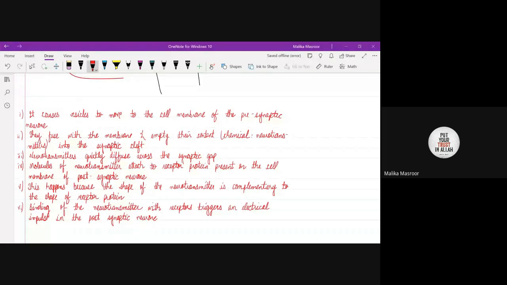And then this binding of neurotransmitter with the receptor triggers an electrical impulse in the postsynaptic neuron, and then it goes on and on. Alright, so this is what happens in your synapse. Any questions?